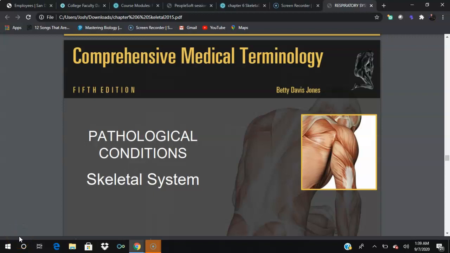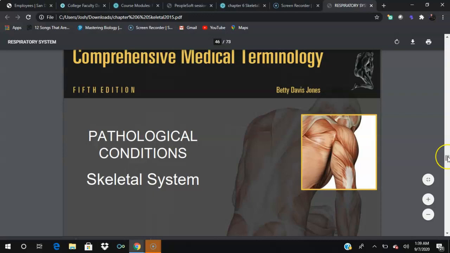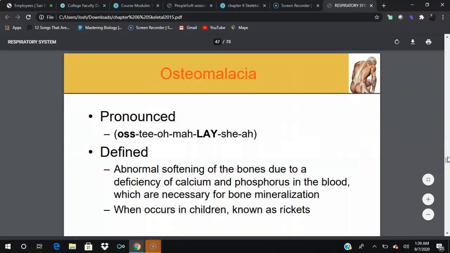Okay, so this is part 2 of the skeletal system. We're going to go through some of the pathologic conditions of the skeletal system, as well as a couple of the techniques and procedures to make diagnosis and treatment of the skeletal system. So one of the first disease processes that we'll look at is something called osteomalacia.